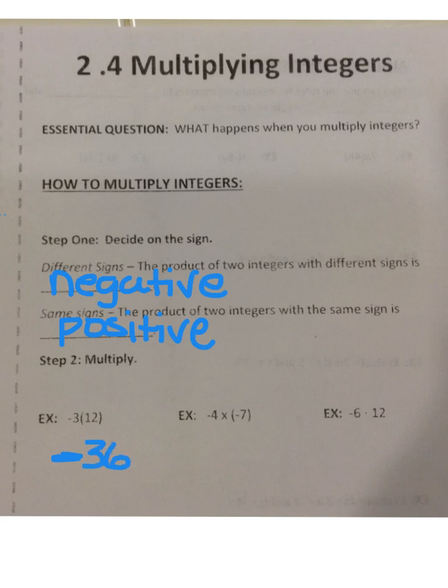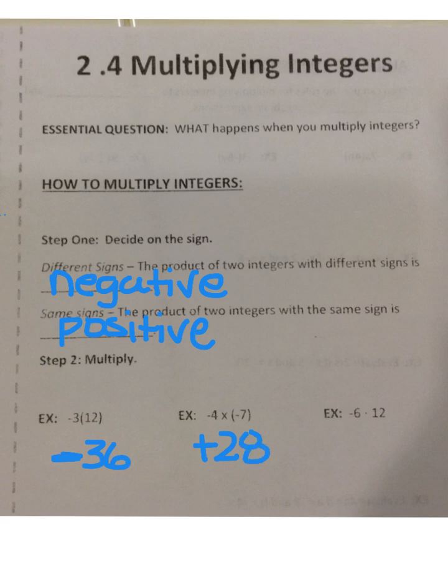Next example, negative 4 times negative 7. Again, first I'm going to decide on the sign. The signs are the same, which means it's a positive. And then I'm going to find the product. I'm going to multiply 4 times 7, which is 28.